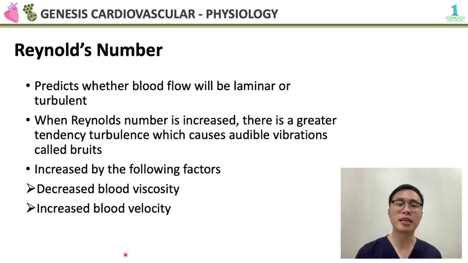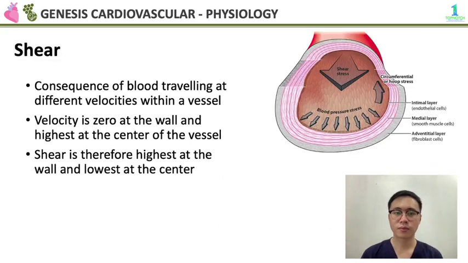So, in patients with anemia, pwede tayo makarinig ng bruit at murmur, di ba? Hemic murmur. Okay? So, basically, a murmur outside of the heart in the vessel, it's what you call a bruit. Okay. How about increased blood velocity naman? In cases of a narrowed vessel, stenotic vessel, pwede mag-increase ang Reynolds number. You expect turbulent blood flow.